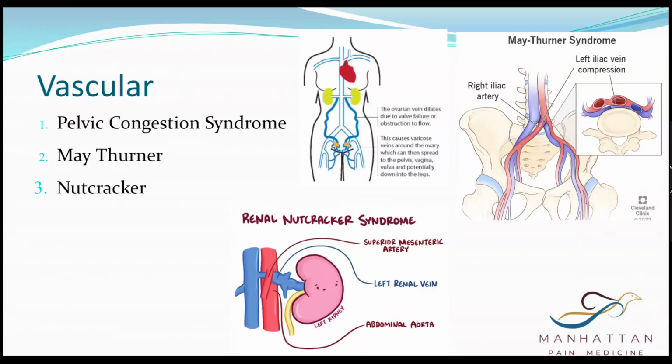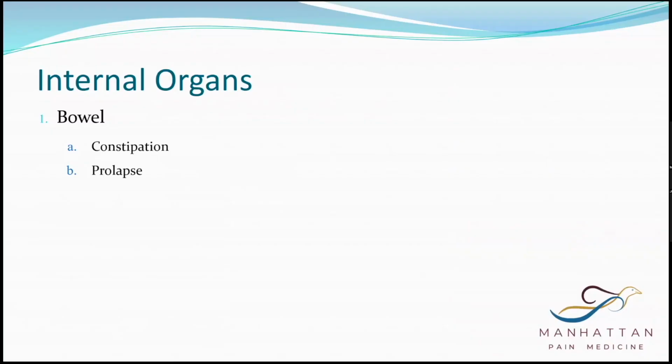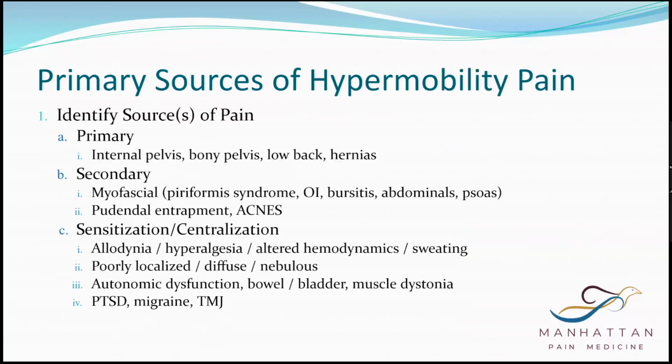Anytime we recognize sensitization as a process, we want to understand why it's happening, what's driving it. And so these are on the list of things we consider. And then, of course, internal organs, the bowel, constipation, prolapse. And then I'm going to let Dr. Friedman talk about the reproductive organs. What is our approach to this?